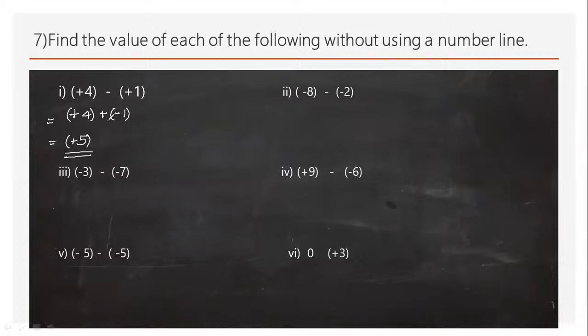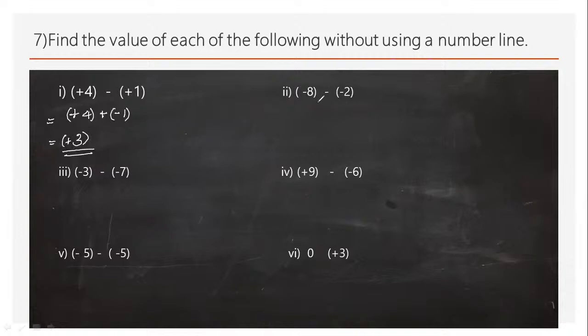Sorry. When different signs are there, you have to subtract. What is the difference of this? 3, right? Sorry, there is a small mistake. The difference is 3, right? Then the answer is plus 3.